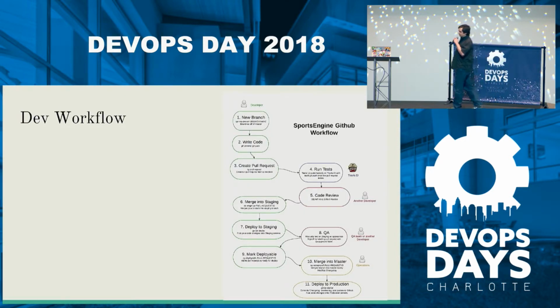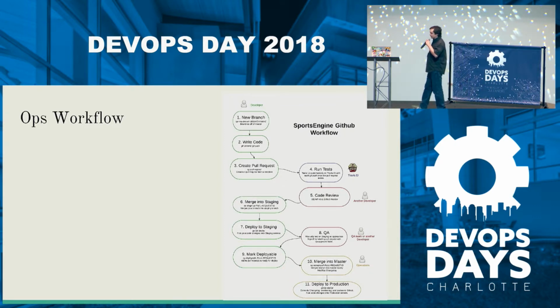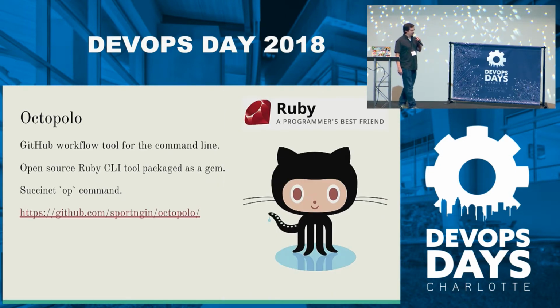Here's the development workflow at Sports Engine. It's a fairly standard Git feature branch workflow with the staging integration branch thrown in the middle for QA testing. And our operations workflow is exactly the same. So whether you're changing one of your applications, your firewall, Nginx rules, they all go through the same workflow. When dev and ops talk to each other, we're talking about the same thing when we're talking about changing one of our systems.